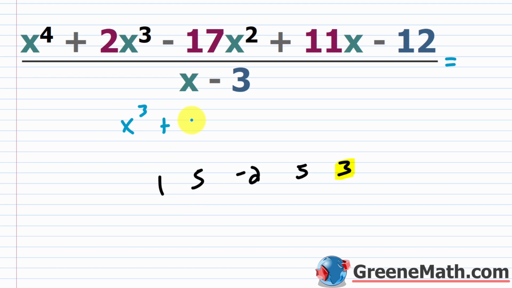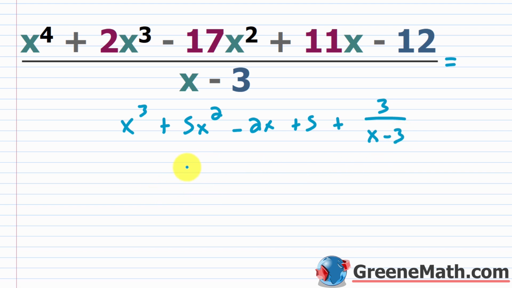Then plus, you just keep going down. So then you'd have 5x squared, and then minus 2x, then plus 5. And then your remainder is 3. So plus, I'm going to go 3 over this x minus 3 here. Let me get rid of this. So the answer is x cubed plus 5x squared minus 2x plus 5 plus 3 over x minus 3.